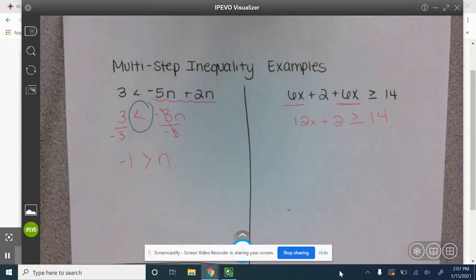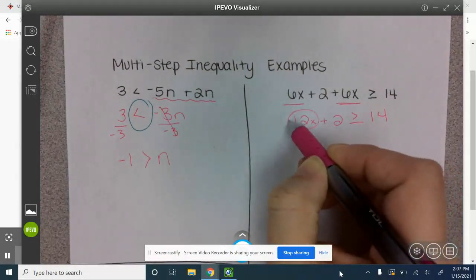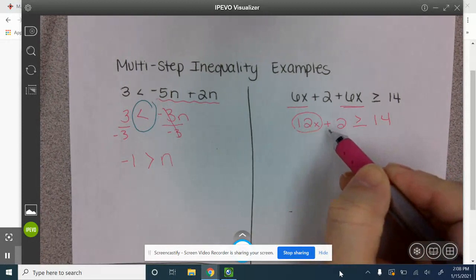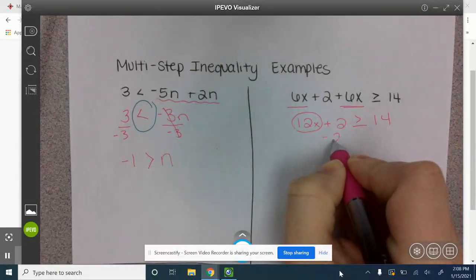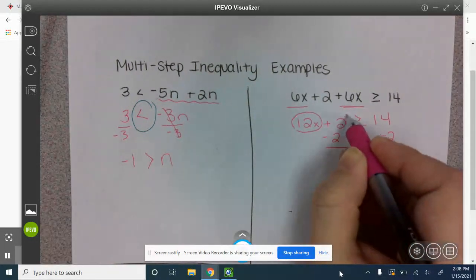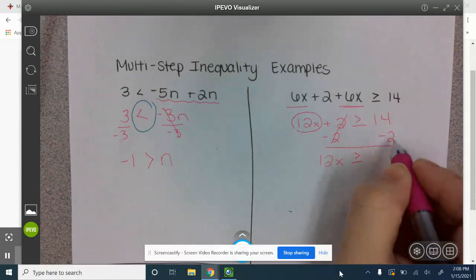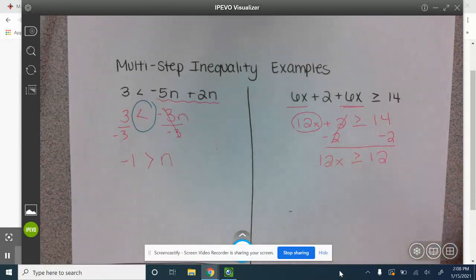Now, this is just like a two-step equation. Remember, we circled our couple to help us know what to leave still. The opposite of adding 2 or plus 2 is minus 2. When you subtract 2, you subtract it on both sides. So I have 12x is greater than or equal to 14 minus 2 is 12.